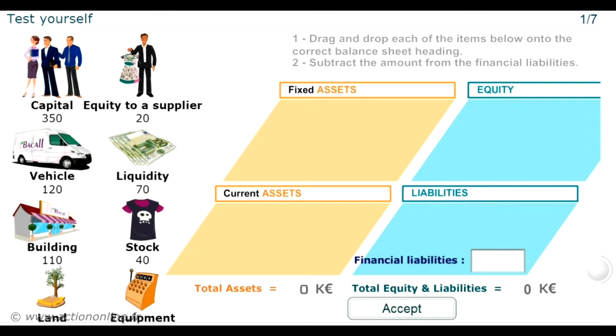Place each of the items below onto the correct balance sheet heading by dragging each image into the corresponding box on the right. Then, subtract it from the amount of the financial liabilities and click on the Accept button.